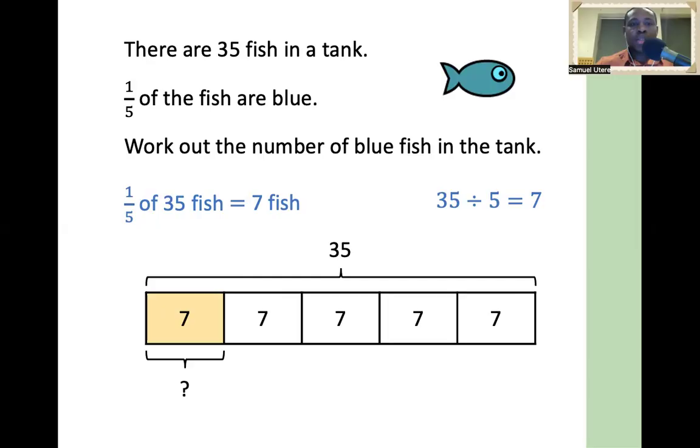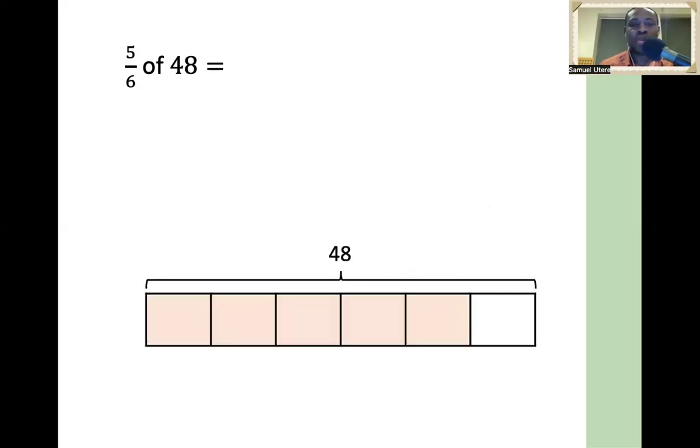Okay, let's look at another example. If we're asked to work out 5/6 of 48, how would we do this? Have a think. Think about your bar model. So how many equal parts are you splitting things into? I'm sure you've thought about it. It is 6 because we have 6 in the denominator. Now we are interested in 5 lots of those 6 parts.